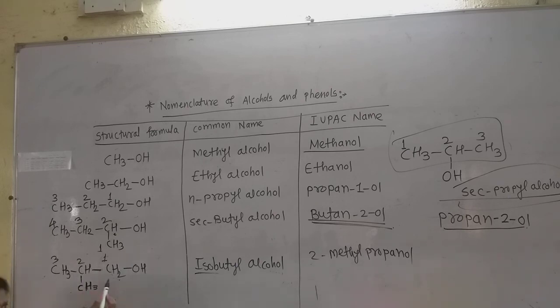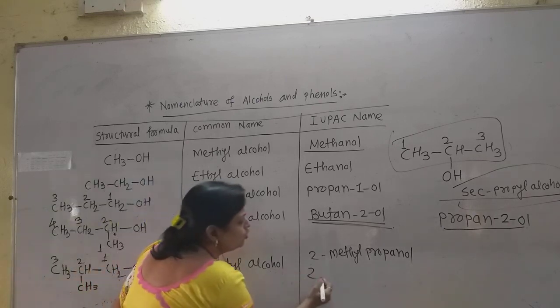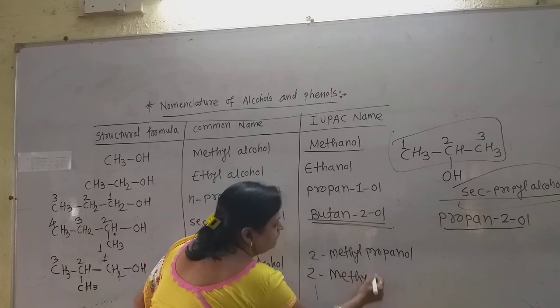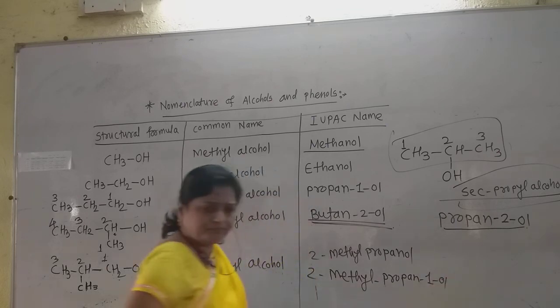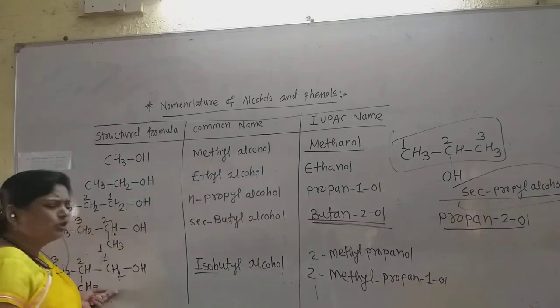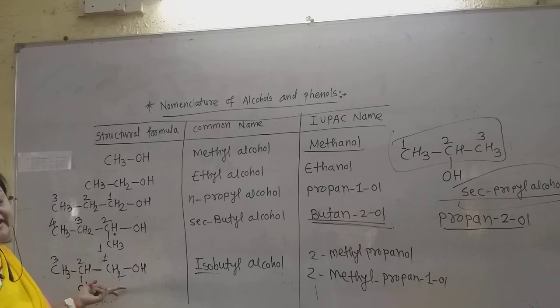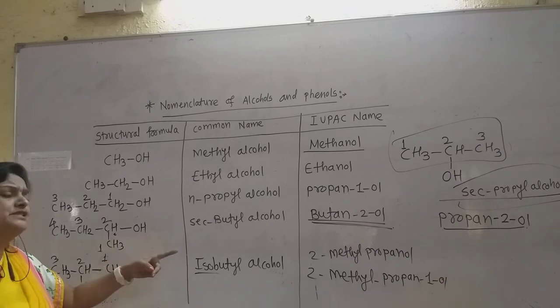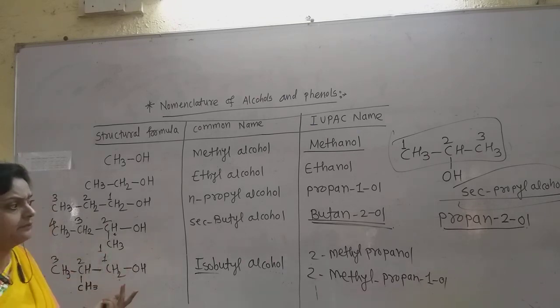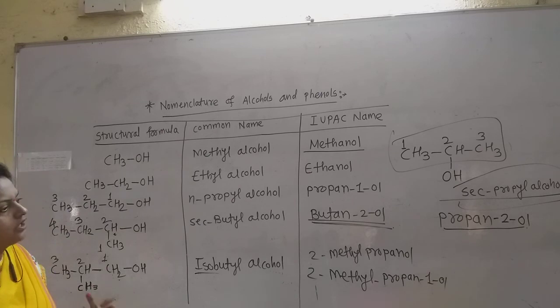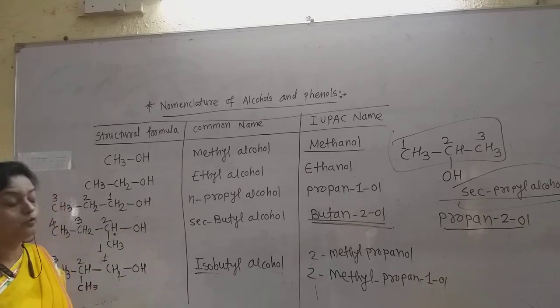But as the OH group is attached to the first carbon, it may be written this way also: 2-methyl propane 1-ol. But as the OH group is present on the first carbon, the 1 is not written in the IUPAC name. Both names are 100% correct. You may give the IUPAC name as methyl propanol or 2-methyl propanol or 2-methyl propan-1-ol.